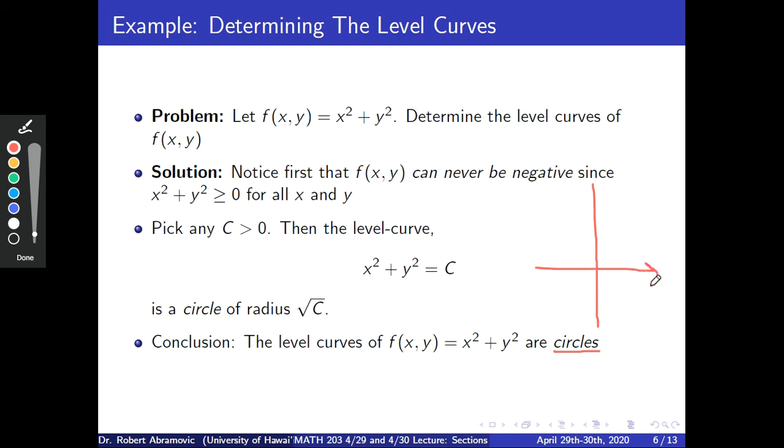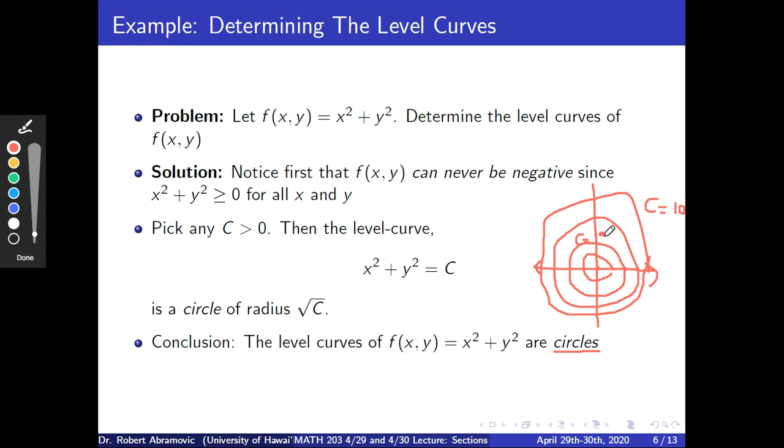So if we were to draw them, we start when c is 0, that would just be the point 0, a degenerate circle. Then larger and larger circles for larger and larger values. That's what's going on there. So these would be all the contour lines. This would say c is equal to 10. Here and here would be c is equal to, say, 5.